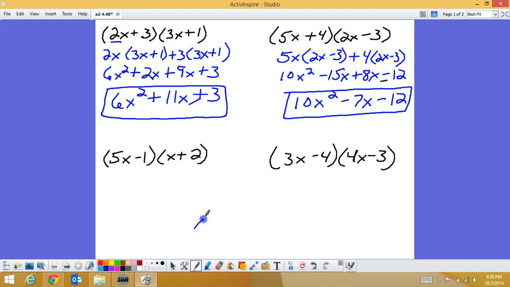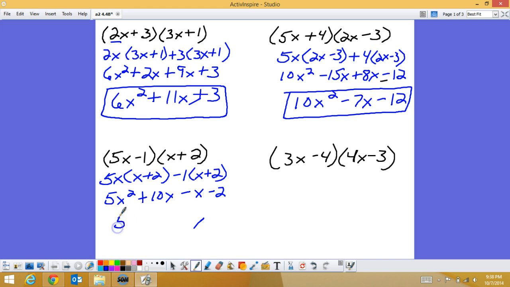The third one, we're going to take each term in that first one, multiply it by the entire second. And when we do that, we distribute the 5x. We get 5x squared plus 10x minus x minus 2. Then combining the like terms, we end up with 5x squared plus 9x minus 2. And I will get rid of that stray mark.